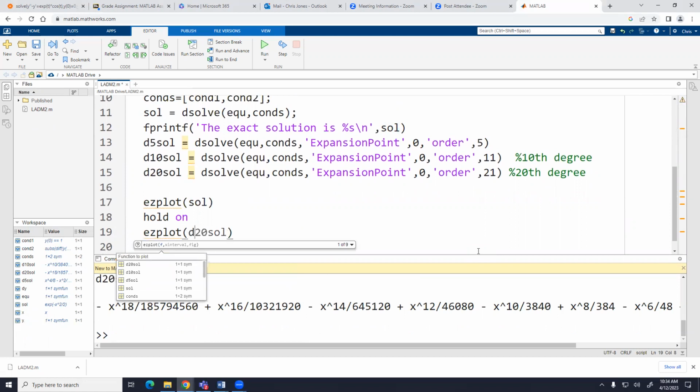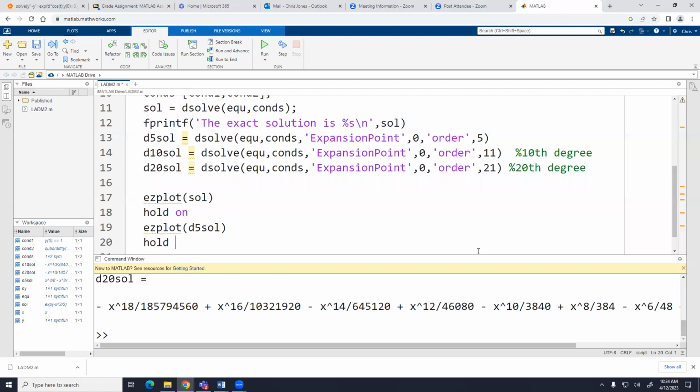We call it D5 solve, and then I'm going to hold off. What that does is it just plots the original solution and the series solution of the 5th degree, which is really the 4th degree, on the same graph. So let's see what it does.